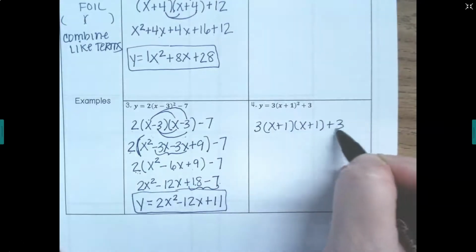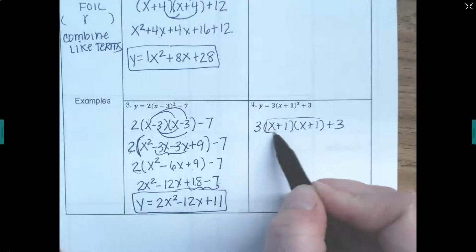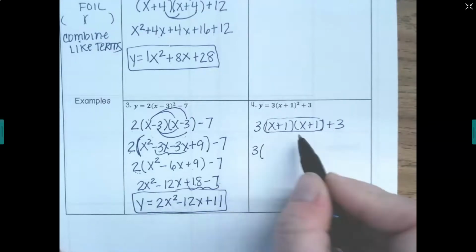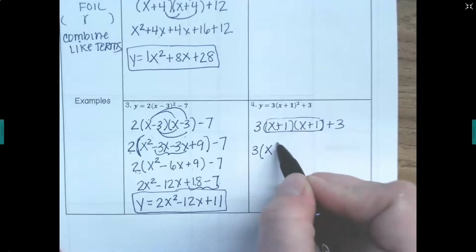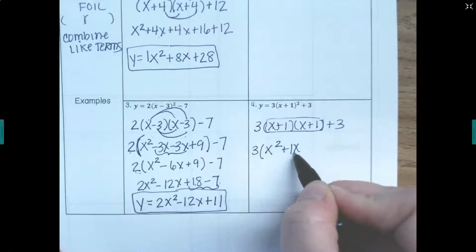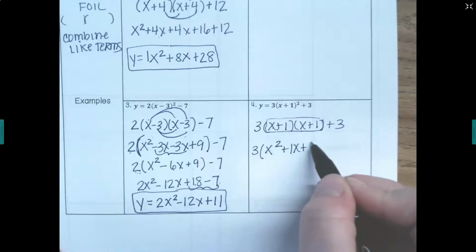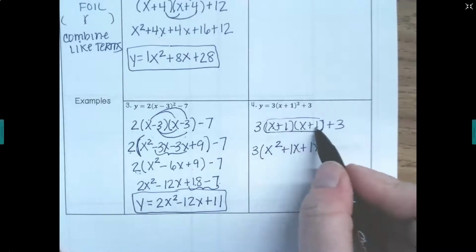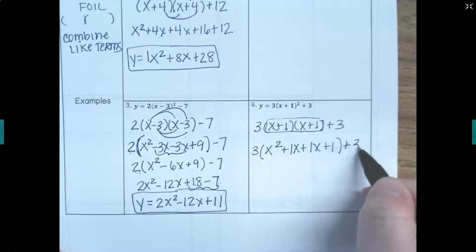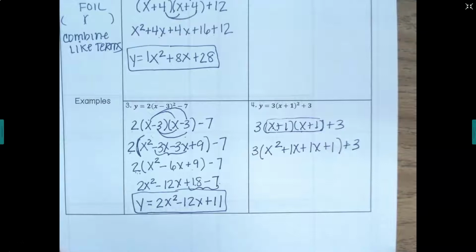And then the plus 3. So I'm going to multiply these guys together first. I'm going to keep the 3 and do him next. So we have x times x for x squared, x times 1 for 1x, 1 times x for 1x, and 1 times 1 for 1. That ends the parenthesis, plus 3.